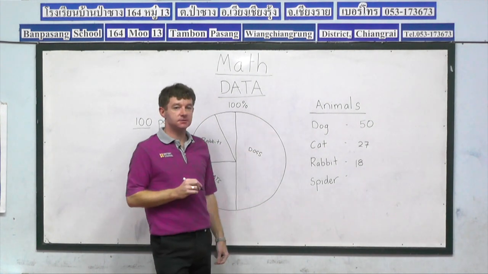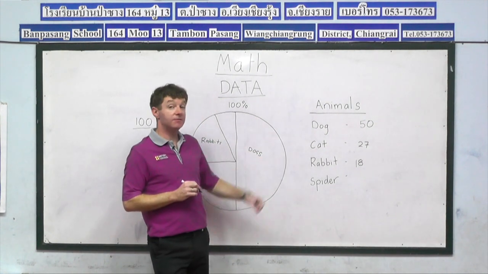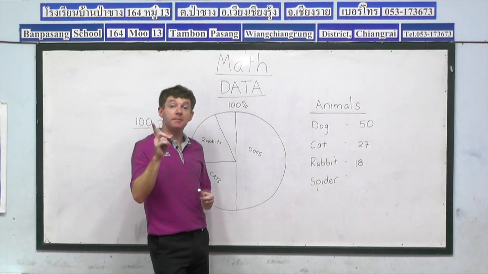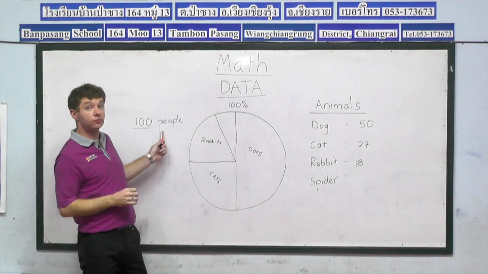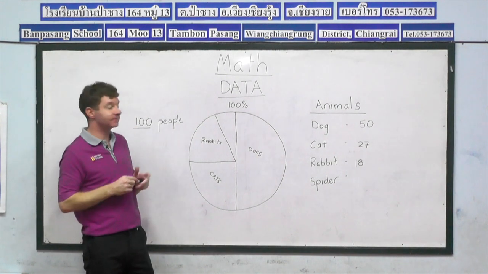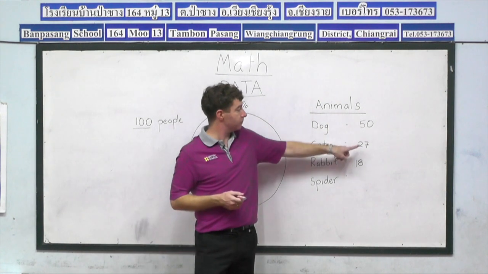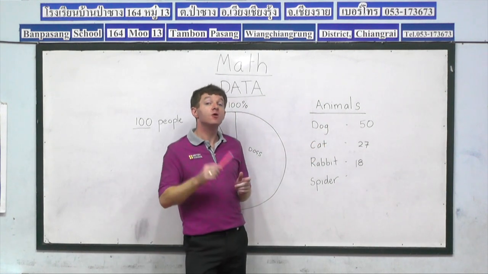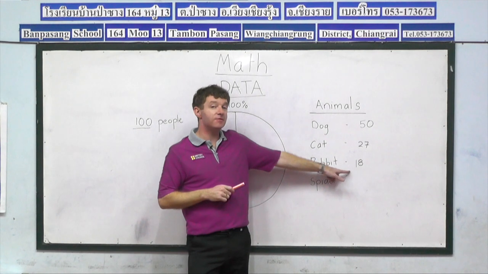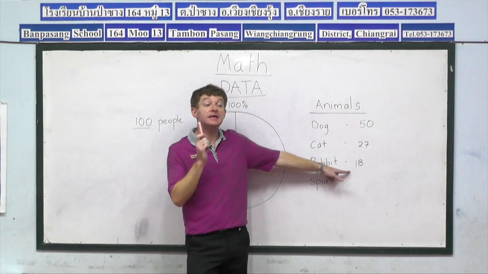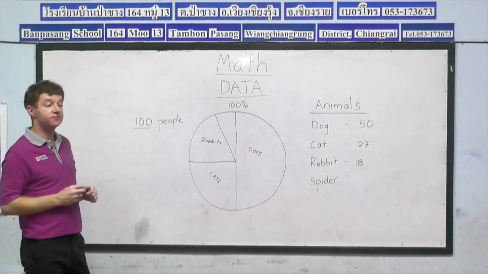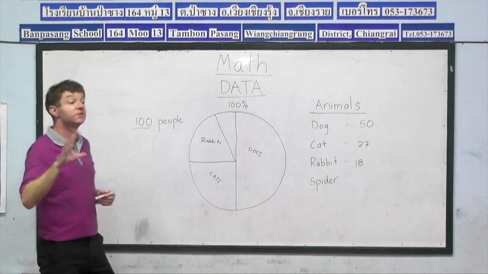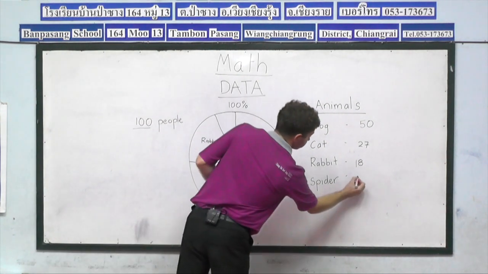How many for dogs? 50. How many for cats? 50. How many for rabbits? 18. Okay. That means that the number that's left over that is less than 100 is our amount for spiders. So let's see. 50 plus 27, 77. 77 plus 18, 95. So 100 minus 95, 5. So that means we've got our amount for spiders.